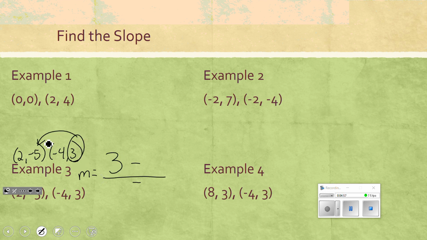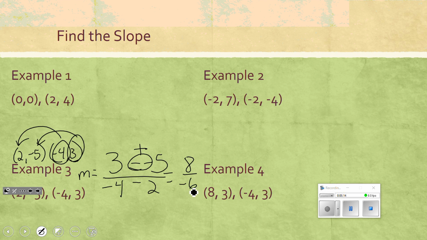3 minus negative 5. That's going to be a double negative. And if I start with the 3, then I have to start with the negative 4 on the bottom and subtract the 2. So 3 plus 5 would be 8, divided by negative 6. And if we simplify that, that would be negative 4/3.